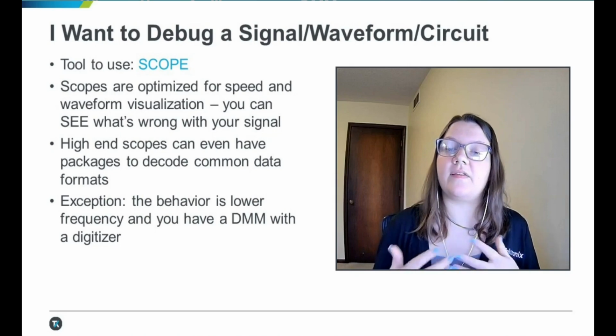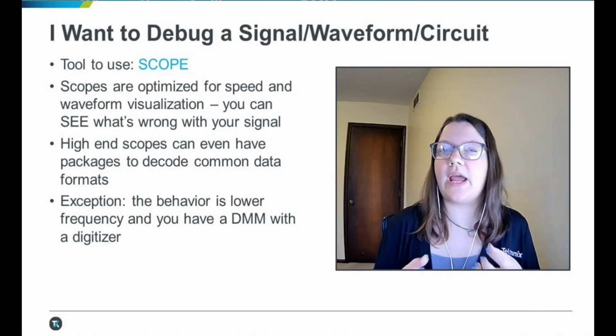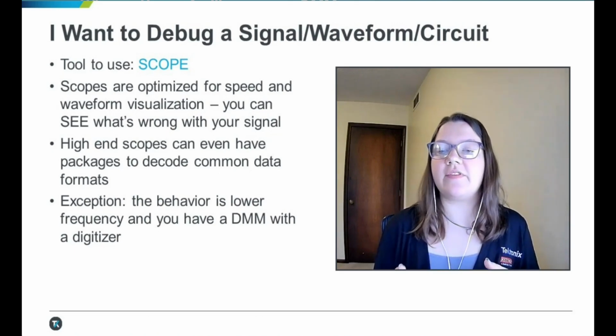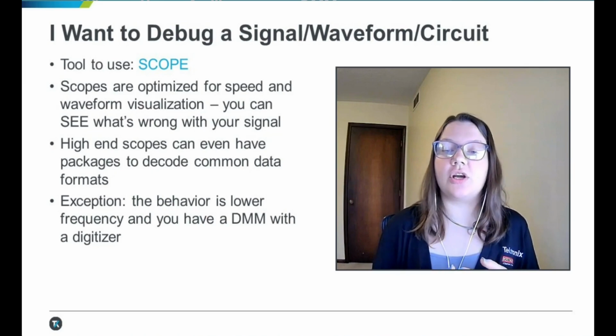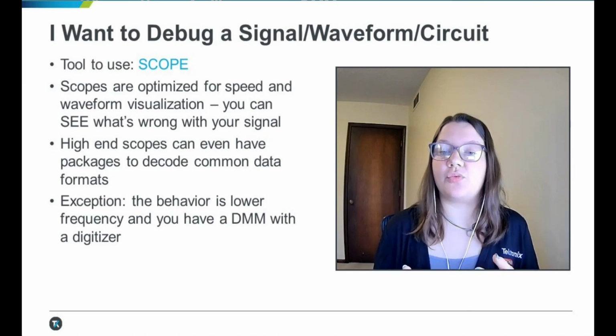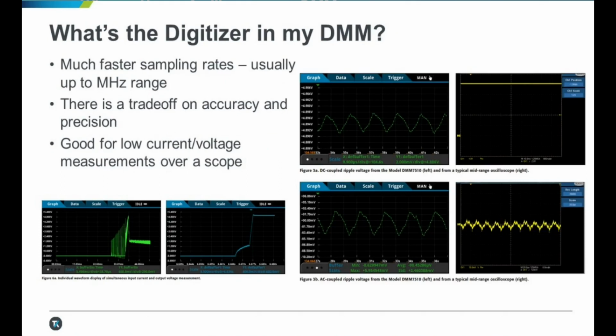In most cases, a scope is a better choice for this type of testing, but there is a way to kind of get around this if you have a DMM with a digitizer. The digitizing feature in the DMM takes much faster readings than just regular DC voltage or DC current mode, so it's more scope-like in behavior. So let's talk more about this.